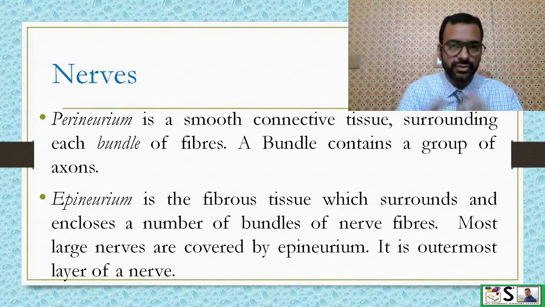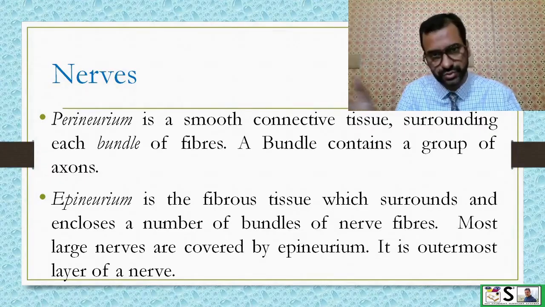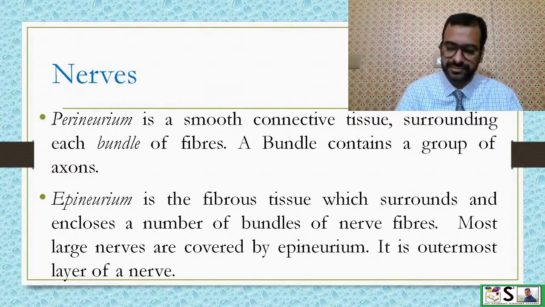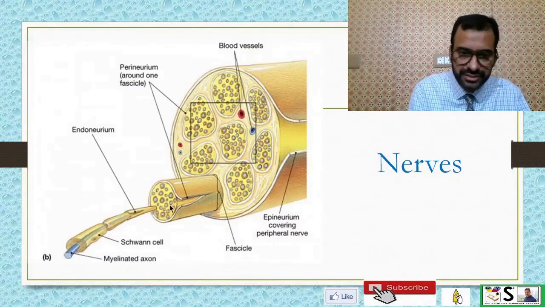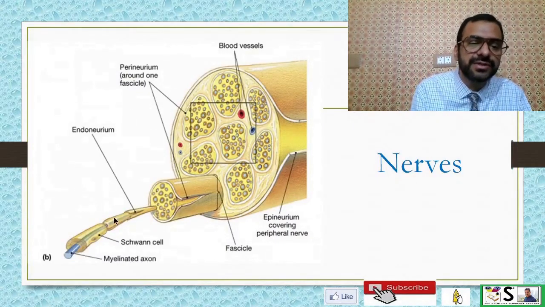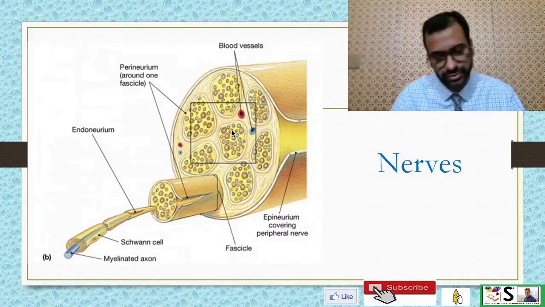It should be clear to you that a nerve contains a lot of neurons and axons and nerve cells. Here you can check that this is one axon, this is a bundle of axons, and this is the whole nerve, which contains many bundles of nerves.